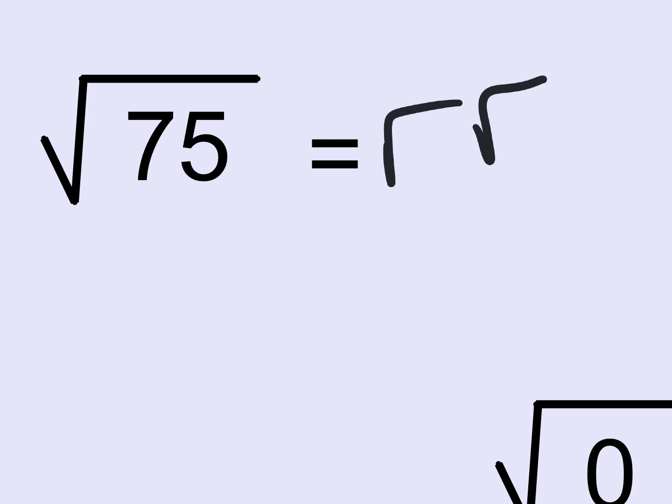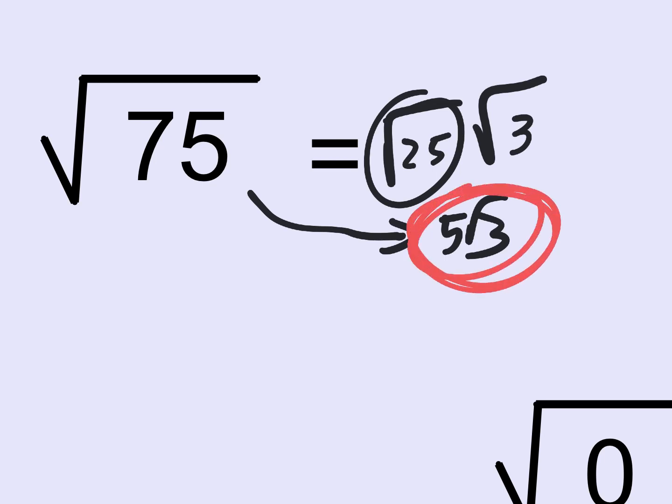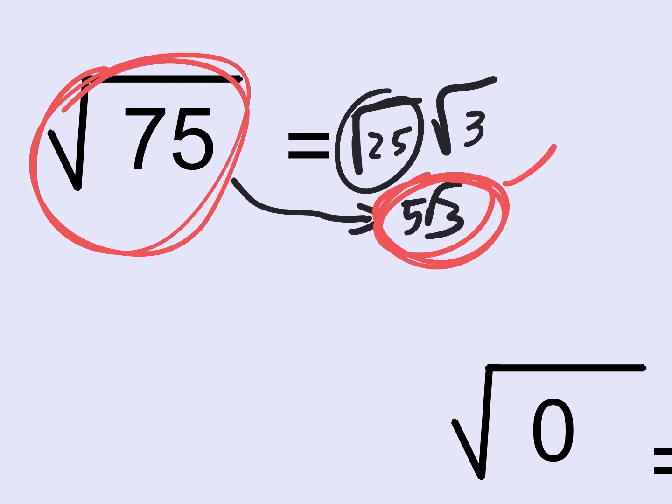Yes? 25 and 3. There it is. And then what is 25 square root? 5 root 3. See how these are working? Does that make sense to you? This is exactly equal to that. It's not like an estimate. It's the same thing. That or this. And so you have to simplify these to get the full credit.